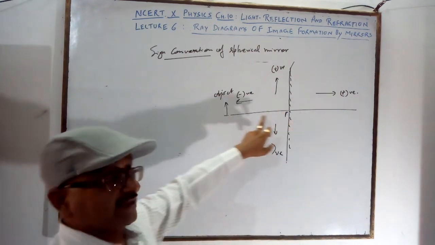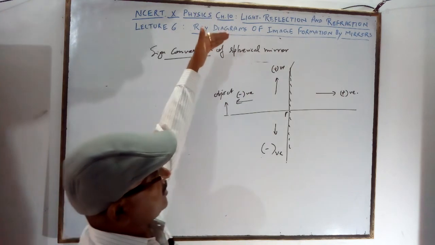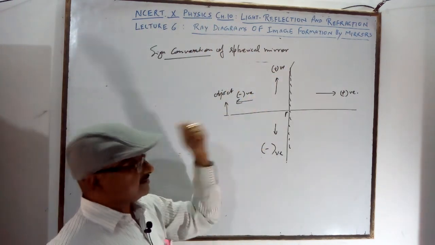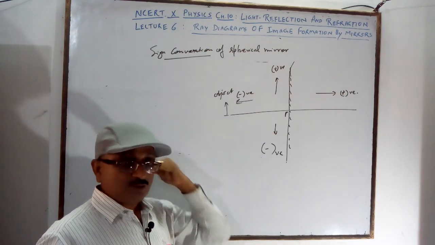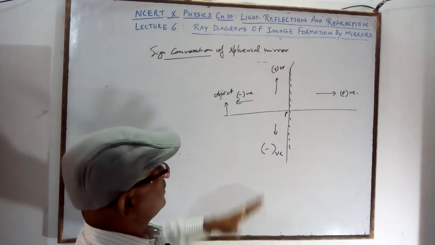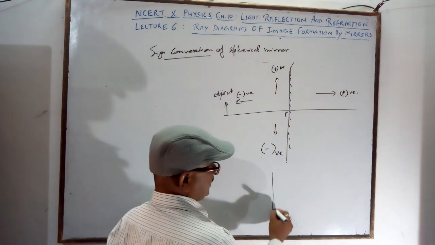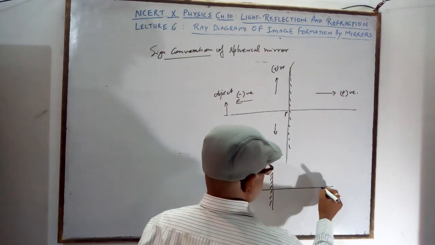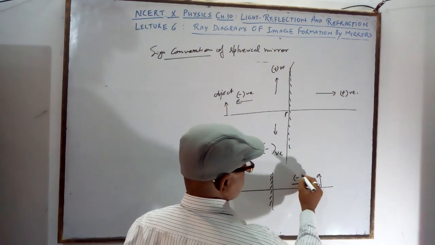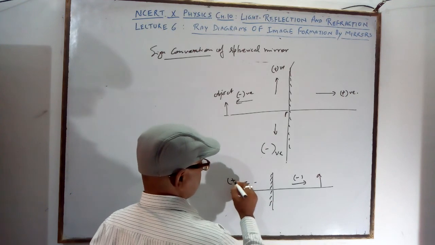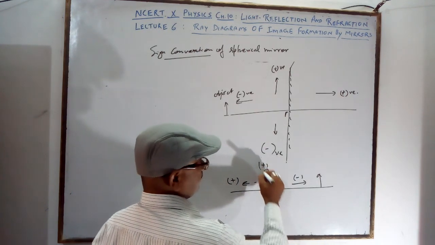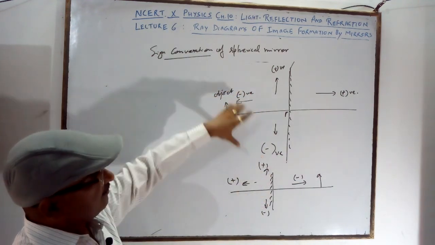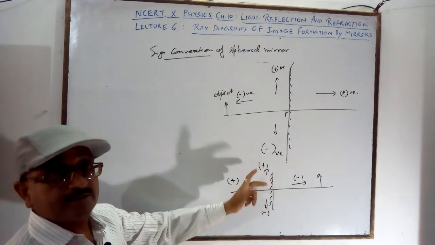This is your principal axis. From the principal axis, upward direction is positive, below is negative. On the principal axis, the left side is the direction in which the object is placed. If the object is placed like this and the mirror is like this, then the object distance will be negative and this distance will be positive. Upward again positive, downward negative. So it is just the opposite of this, but upward and downward are the same in both cases.